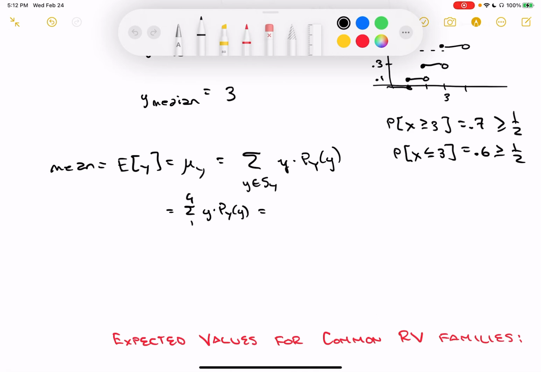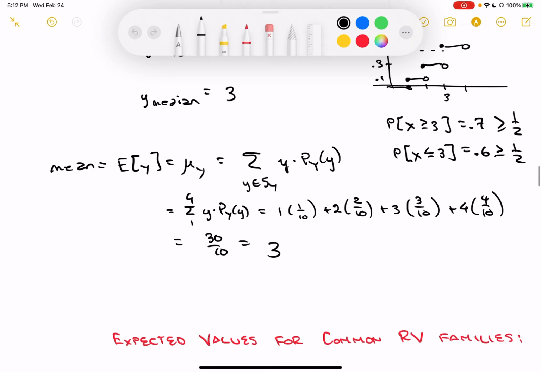If I break that up term by term, when y is 1, p_Y is 1/10. When y is 2, p_Y is 2/10. When y is 3, p_Y is 3/10, right? And when y is 4, p_Y is 4/10. So it's just taking those probability mass values and weighting them by the corresponding value y. If I do this, I'm going to get 1/10 plus 4/10 is 5/10 plus 9/10 is 14/10, right? And then I'm going to add to that another 16/10. And so that's going to give me 30/10 if I do all of that. So I get 30 over 10, which happens to be equal to 3. So mu y is equal to 3.